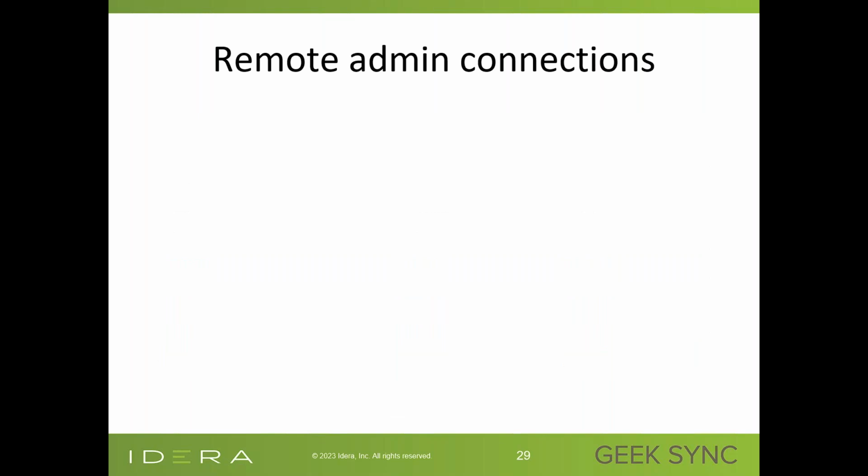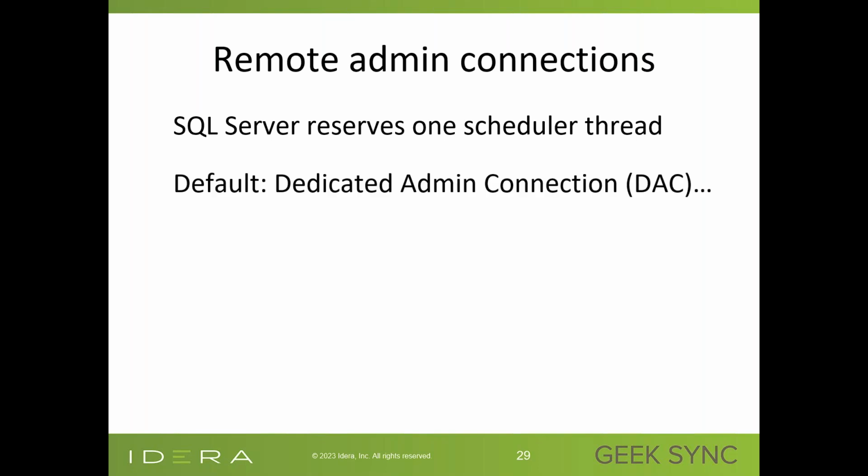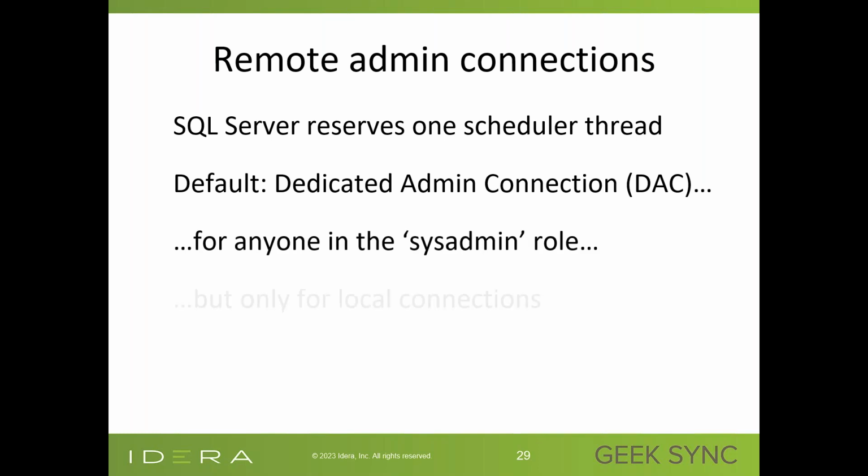All right, and the next setting that I would talk about is the remote admin connections, security related. By default, I don't know if you know this, SQL Server reserves one scheduler thread. You have multiple threads for each of your CPU cores, but it reserves one scheduler thread for anyone in the sysadmin group. Now, this is called the dedicated admin connection, the DAC. You may hear it referred to, but it's for anyone in the sysadmin role. And by default, it's only allowed for local connections.